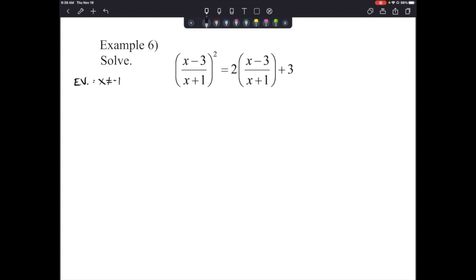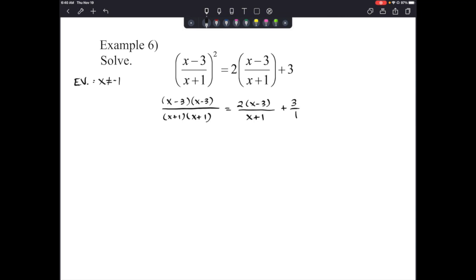Now, when you think about this left side here, don't make it more complicated than it needs to be. Think about it as x minus 3 times the quantity of x minus 3 over an x plus 1 times an x plus 1. Right, that's going to equal 2 times the quantity of x minus 3 over an x plus 1. It just looks a little bit more complicated because of the way they wrote the grouping symbols. Plus a 3 over 1.